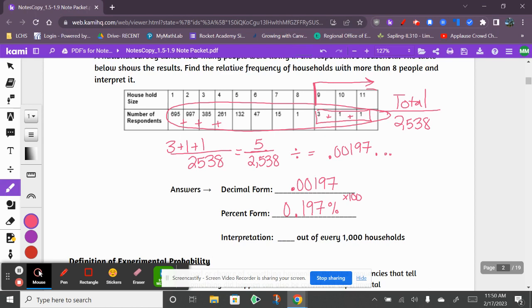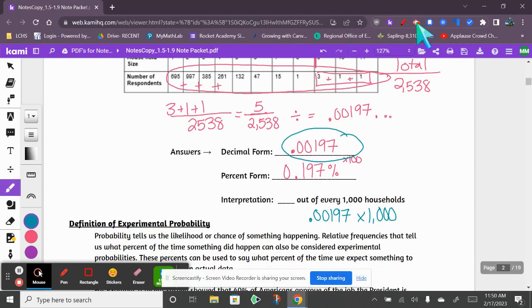And then the last thing is, we want to look at it out of every 1,000 households. So if we're interpreting it and we're looking at it out of every 1,000, the trick to this is to take this as a decimal and multiply it by 1,000. So if it said out of every 10,000 households, we'd multiply it by 10,000. But this is just out of every 1,000 households. So if we do that, we get 1.97, and we want to round it to the nearest whole number, so that will be 2. So it's 2 out of every 1,000 households.